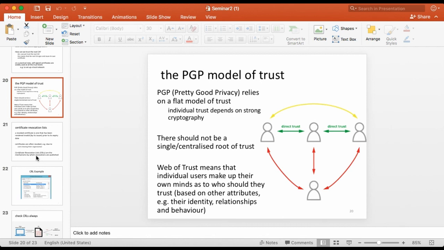So that was the X509/PKI model of trust. However, there is another one which assumes more of a flat landscape, and that's the Pretty Good Privacy, or PGP, model of trust. The idea of PGP's model of trust, sometimes known as the web of trust, is that you trust whoever you want to trust. So you can imagine this as being a peer-to-peer system. There is no hierarchy. There's no root.